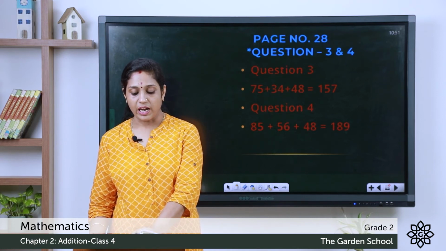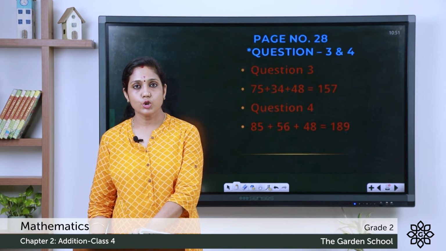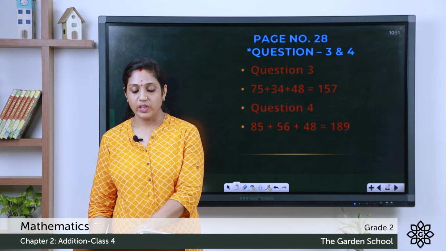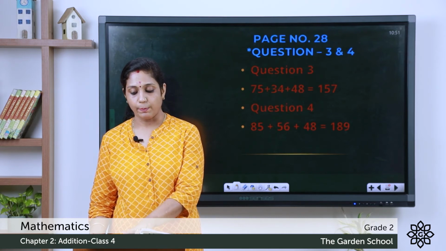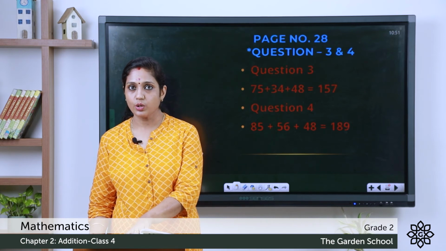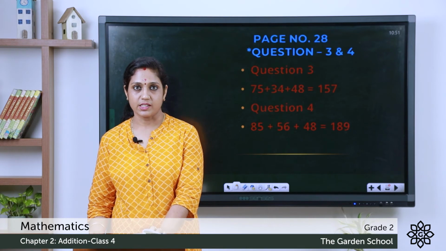Question B, 5 tens plus 20 ones. So 20 means 2 tens and 0 ones. So we can calculate that 5 plus 2 is 7. So 7 tens plus 0 ones is equal to 70. Likewise, you can do the two questions.